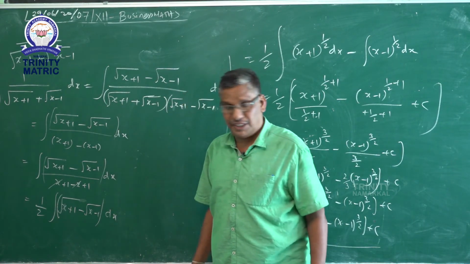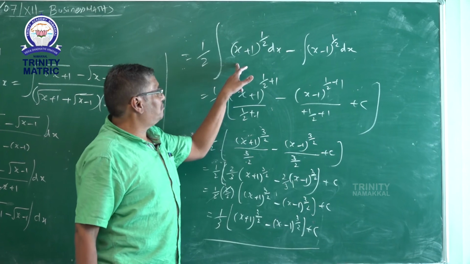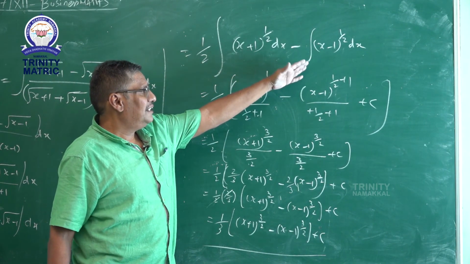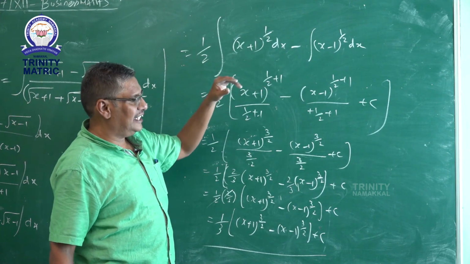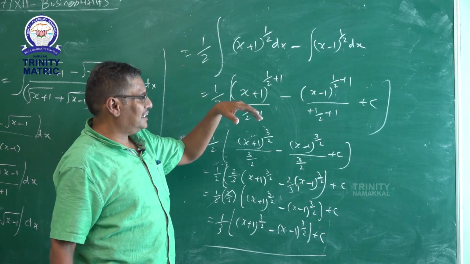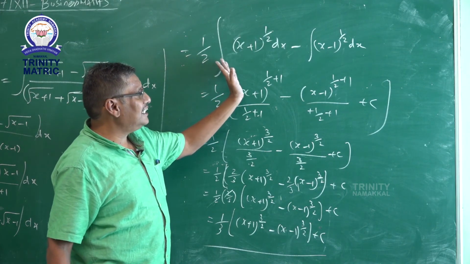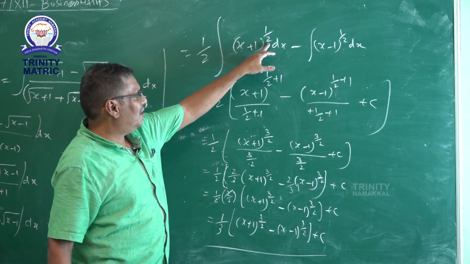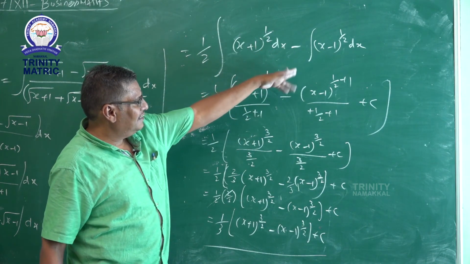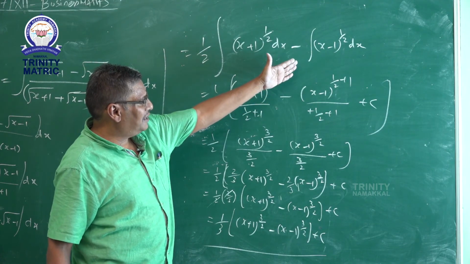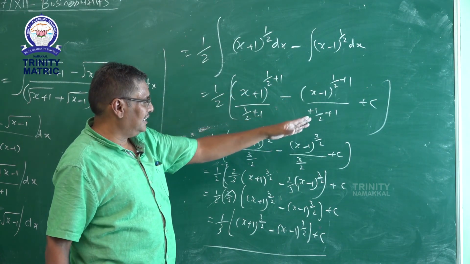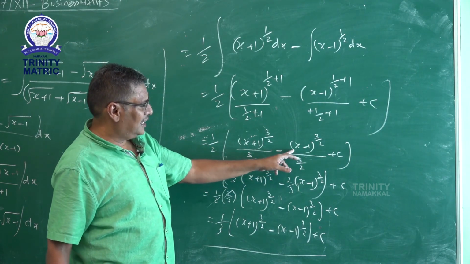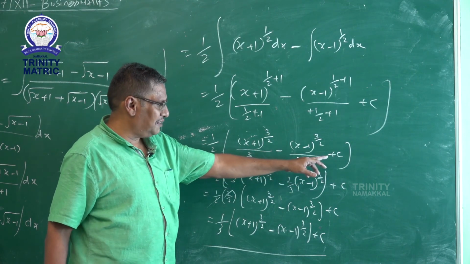What is that? 1 by 2, square root of x plus 1, square root means (x plus 1) to the half, dx, minus (x minus 1) to the half, dx. That is the property of integration. You know that integration of f of x minus g of x dx means we have to split that integration. So I made this (x plus 1) to the power half plus 1, by half plus 1. Like that, minus sign is there, minus (x minus 1) to the power half plus 1, by half plus 1, plus c. So what can we get? (x plus 1) to the power 3 by 2, by 3 by 2. Same thing here, (x minus 1) to the 3 by 2, by 3 by 2, plus c.